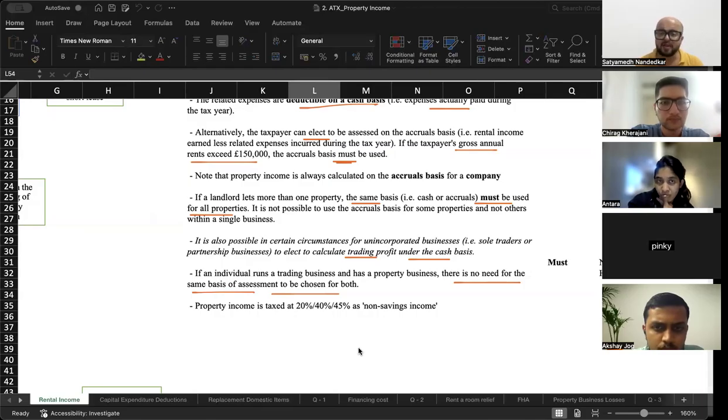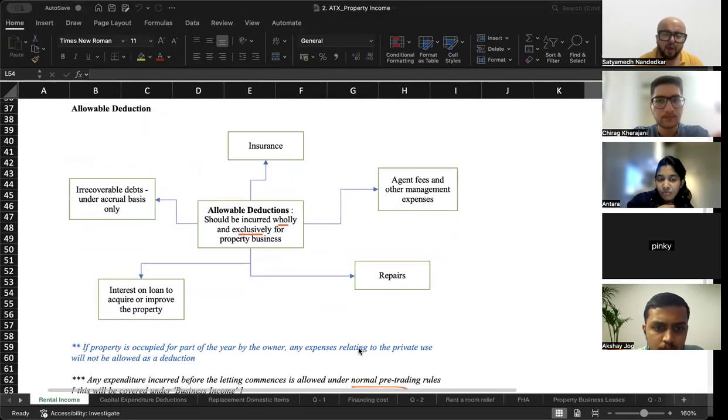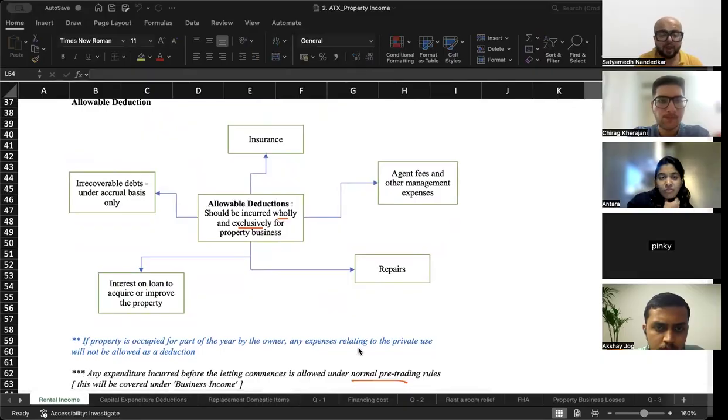Property income is non-savings income. Okay, we have seen three categories: non-savings, savings, dividend. This is non-savings income. Now, what are the expenses that are allowed to be deducted? Pay attention. They should be incurred wholly and exclusively for the property business. So rental business is treated as a separate business here.